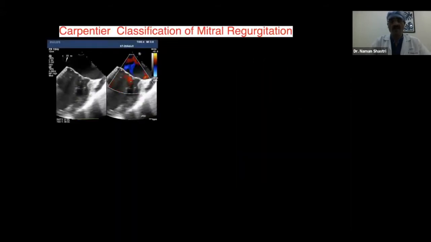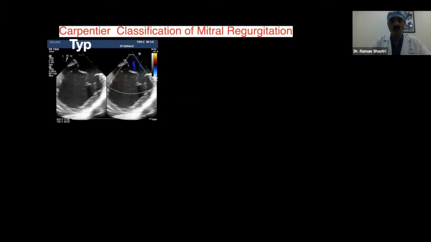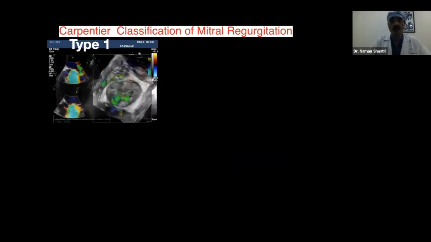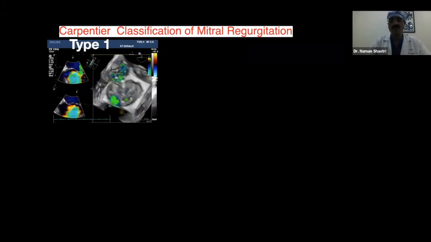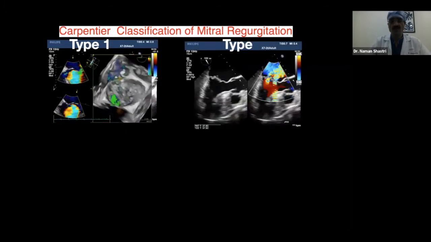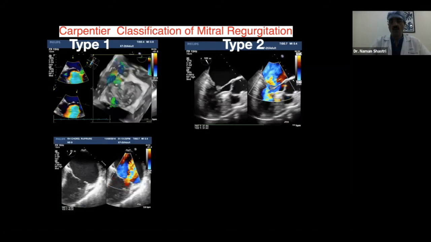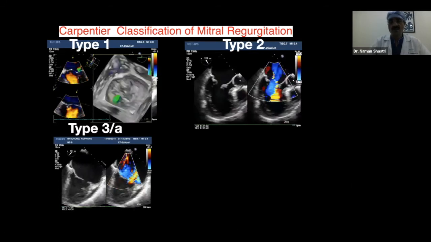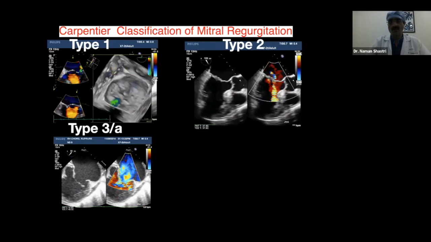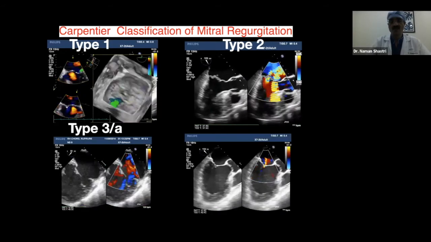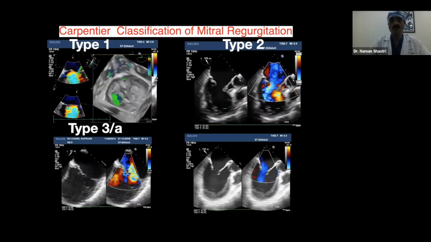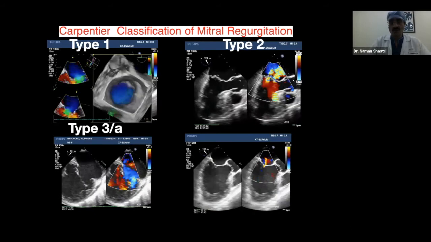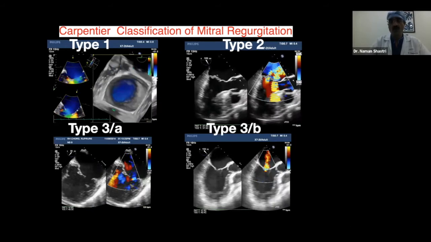Now, Carpenter has given a classification. In type 1, you have perforations of the leaflets, which is clearly seen. But what about type 2, type 3, type 3A, type 3B, where they are saying it is a dynamicity, like hyperdynamic or restrictive dynamics, and then sometimes we are in trouble to differentiate which is the reason for the pathology. And that is very important when you are discussing with the surgeon.